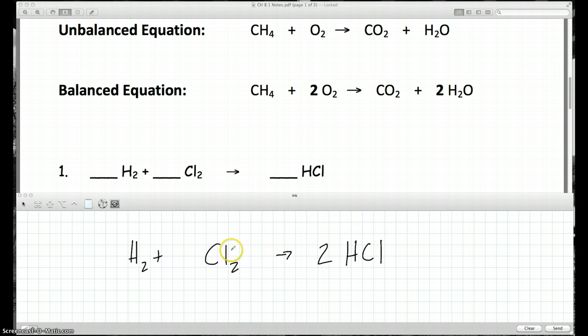Check the chlorines. We've got 2 chlorines and 2 chlorines. We're good. That is balanced. So you'd leave the 2 spots over here blank. Now they are blank, but in reality there's a 1 there, but this is one of those cases where we don't write the 1s. So you just leave those empty spaces there. Technically there are 1s there, but we don't write them. So blank, blank, 2 would be your answer for that first example. Next example.